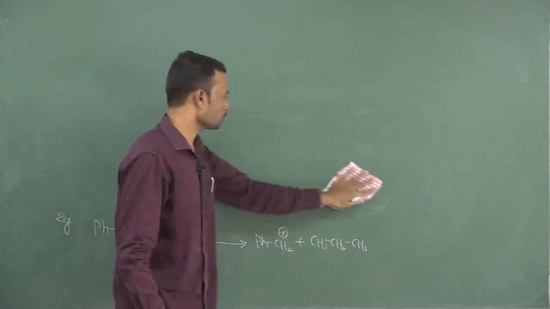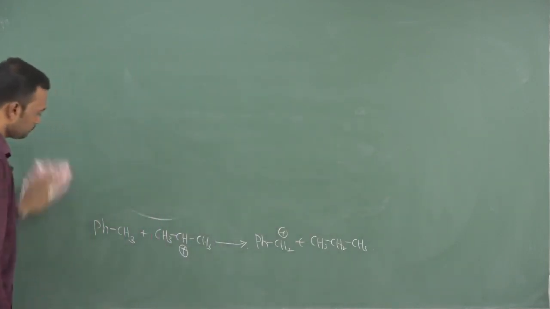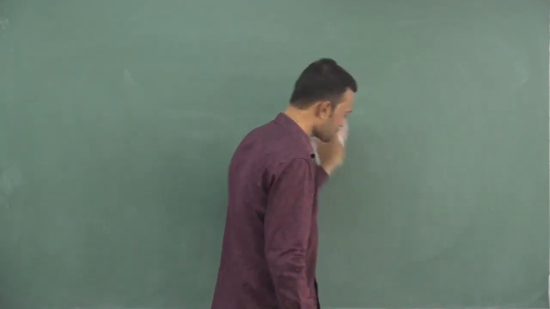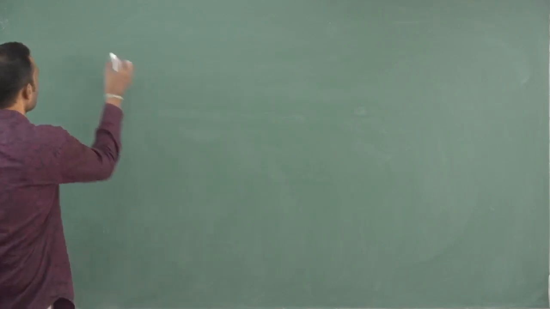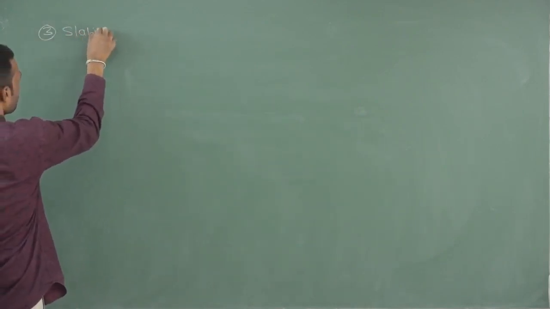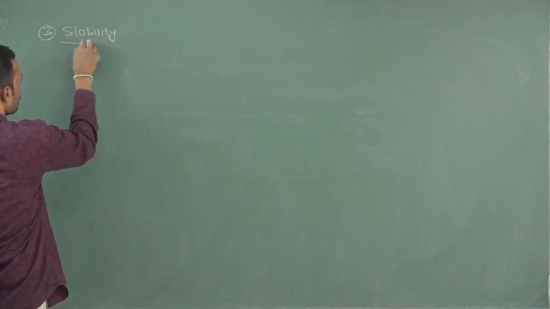Next, after generations, the next most important topic is detection of a carbocation and stability. So, that is your third application. The third application of carbocation is stability. This is already explained, just go through GOC.